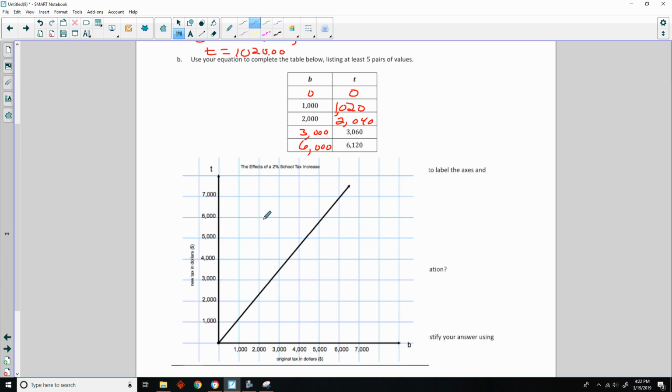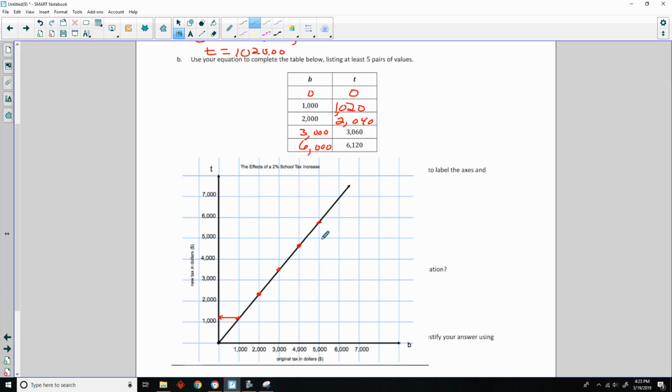And if I graph 0, 0, it's right here. 1,000, 1,020 is just a little bit above 1,000 there, you see. 2,000, 2,000 is here. We're at 2,040, which is above 2,000. 3,000, 3,060 is here. 4,000, 4,080 would have been there. 5,000, 5,100 would have been there. Is that right? Was it 5,100?